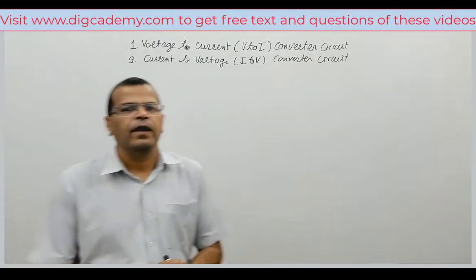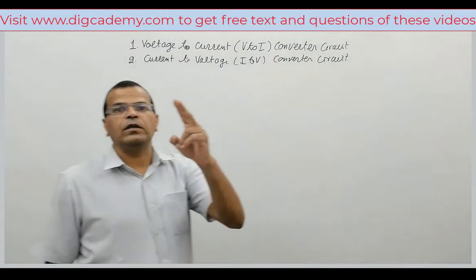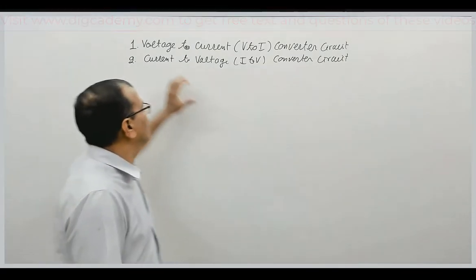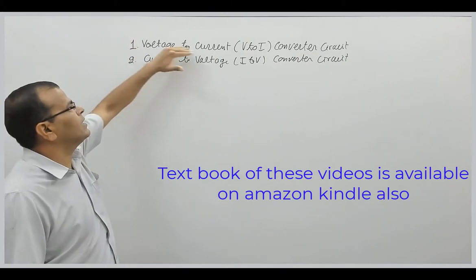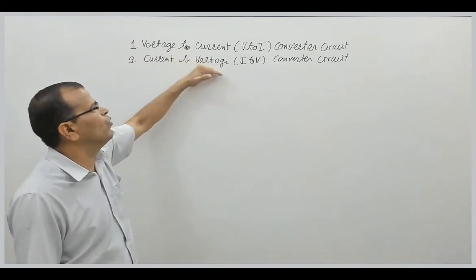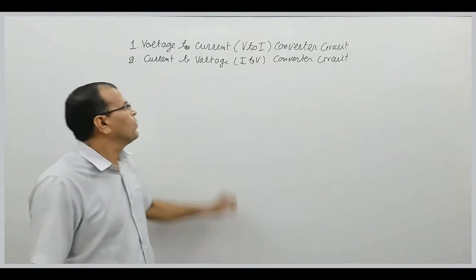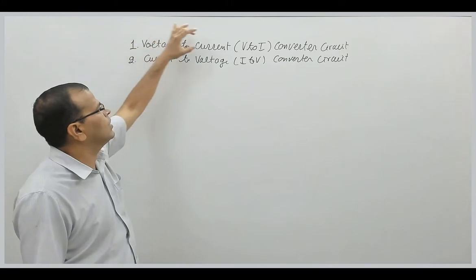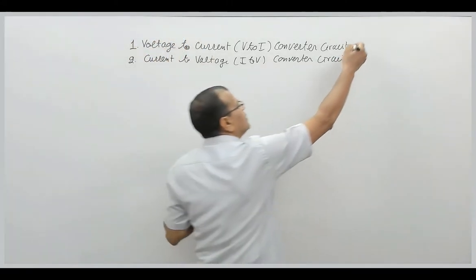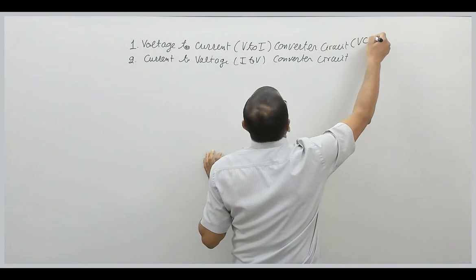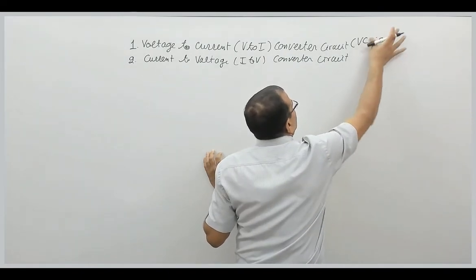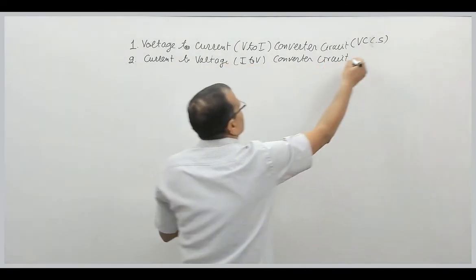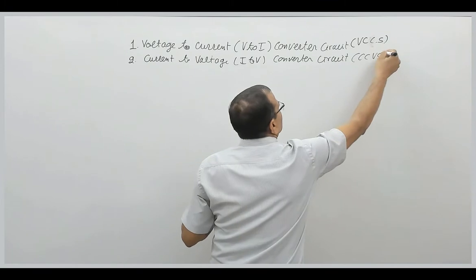Hello friends, now we will discuss two important topics in operational amplifier, and that again comes in linear applications, that is voltage to current converter circuit and current to voltage converter circuit. Fine. Voltage to current converter circuit is also called voltage controlled current source, that is VCCS, and current to voltage converter is current controlled voltage source.